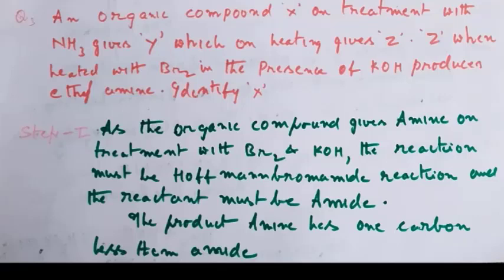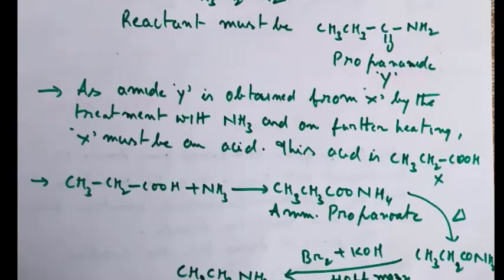This reaction is nothing but a Hoffmann bromamide reaction. In Hoffmann bromamide reaction, an amide gives an amine having one carbon less than the amide. As the product is ethylamine, the reactant must be propanamide, that is CH3CH2CONH2. This amide, Z, is obtained from Y on heating, and Y is obtained from X by treatment with ammonia.